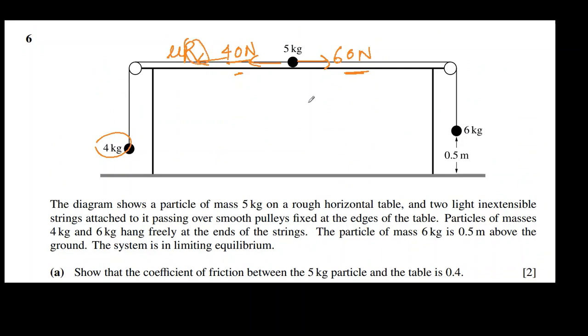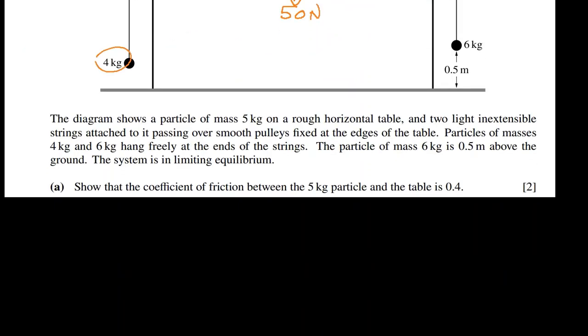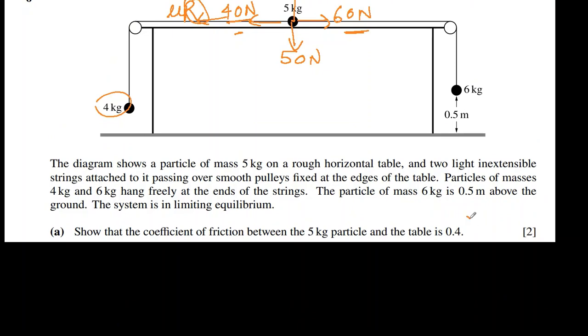For that, we need R. And R, because this is not resting on the surface, its own weight is 50 newtons, so the reaction force upwards, the normal contact force, will be 50 newtons only. So we'll just use this information and hopefully our coefficient of friction will be 0.4.